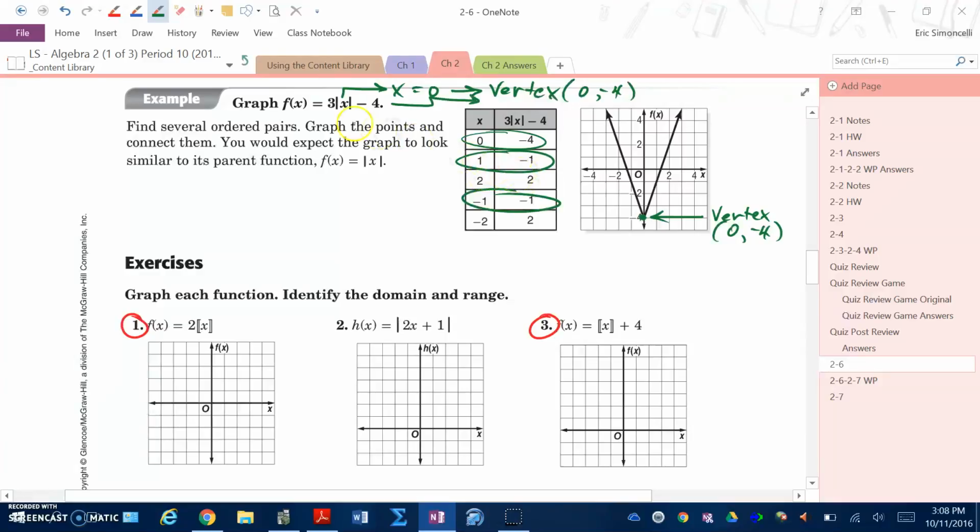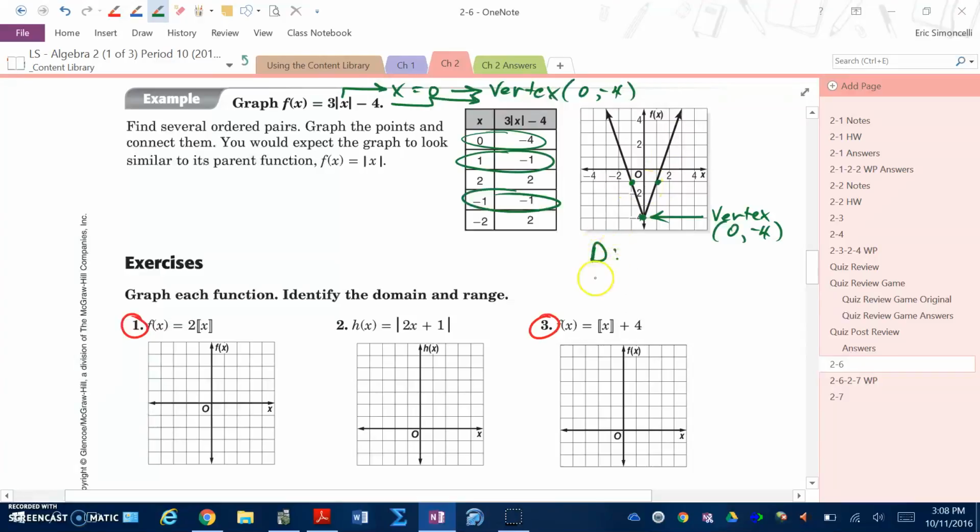Plug in 1: the absolute value of 1 is 1, times 3 is 3, minus 4 is negative 1. When you plug in negative 1, the absolute value of negative 1 is 1, times 3, again 3, minus 4, negative 1. So those 3 points would be perfect, and I'll just highlight as such. Draw your V shape as you see, and you're good.